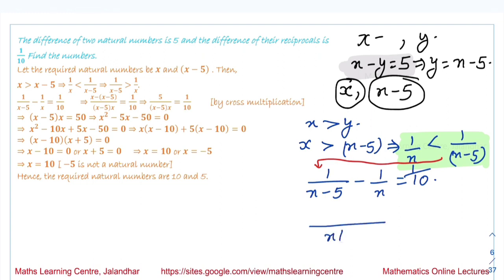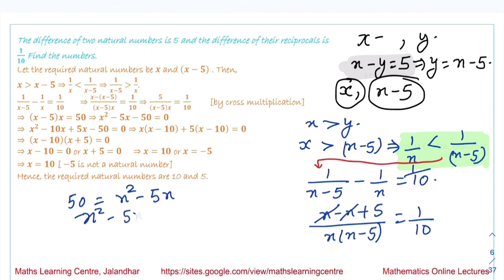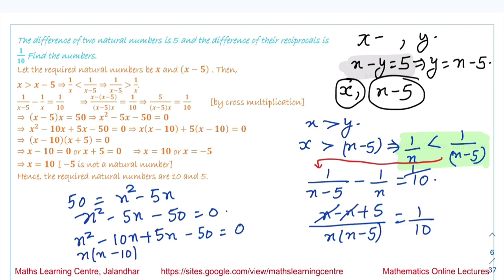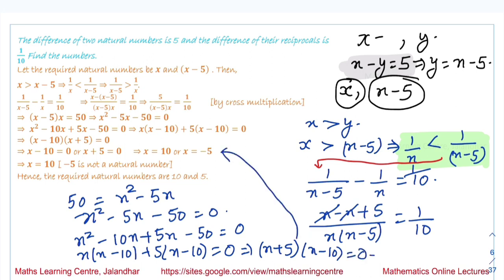So when we take LCM over here, it is x into x minus 5. This is x minus x plus 5 is equal to 1 by 10. These two get cancelled and we are left with 50 is equal to x square minus 5x. So x square minus 5x minus 50 is equal to 0. So this gives us x square minus 10x plus 5x minus 50 is equal to 0. x we take common, it is x minus 10, 5 into x minus 10 is equal to 0, and this gives us x plus 5 into x minus 10 is equal to 0. So the values of x that we have are 10 and minus 5.